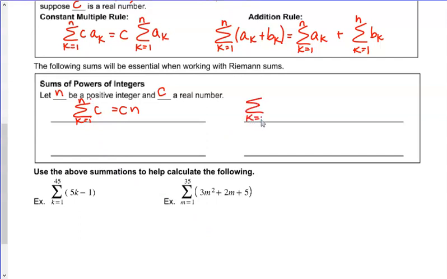What happens with that k? If I add up the first n integers, where I do 1 plus 2 plus 3 plus 4 plus 5, obviously we don't want to add them all up. We're going to have a formula that we can use. It is going to be equivalent to taking n times n plus 1 and dividing by 2.